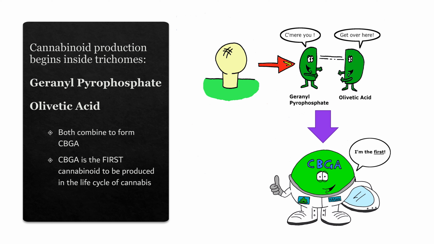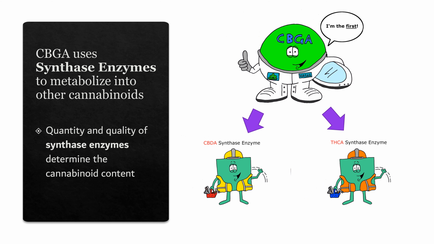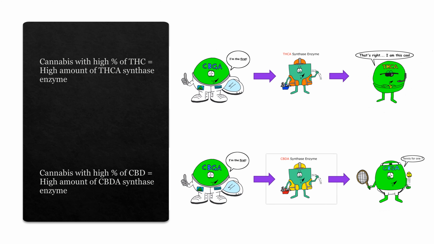Cannabinoid production begins in the early stages of flower, with the interaction between two molecules, geranyl pyrophosphate and olivetolic acid. Both of these molecules combine to form cannabigerolic acid, the precursor cannabinoid for all subsequent cannabinoids which are then produced. CBGA then interacts with synthase enzymes, which allow it to metabolize into every other cannabinoid. The quantity and quality of synthase enzymes determine the cannabinoid content of the end product. For instance, a cannabis plant with a large amount of THCA synthase enzyme and a low amount of CBDA synthase enzyme will produce a cannabinoid profile with high THC and low CBD.